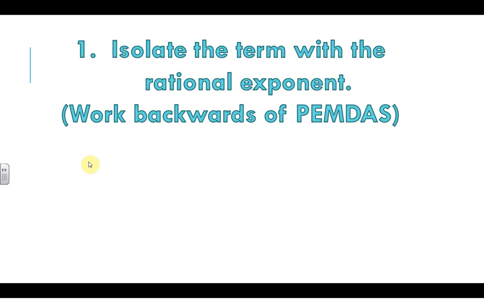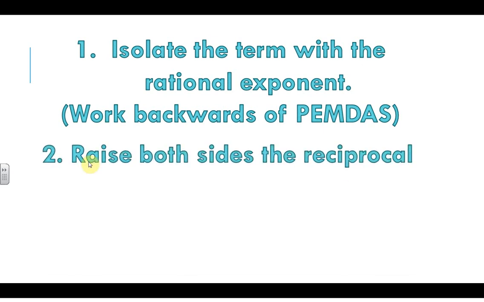Very easy. Step 1: you're going to isolate the term with the rational exponent. That means fraction. Work backwards from your order of operations, so get rid of adding and subtracting, multiplication and division. Step 2: raise both sides to the reciprocal.